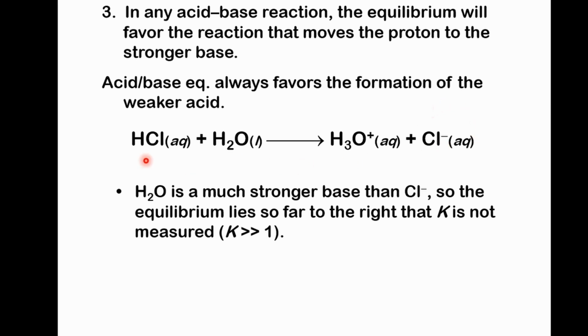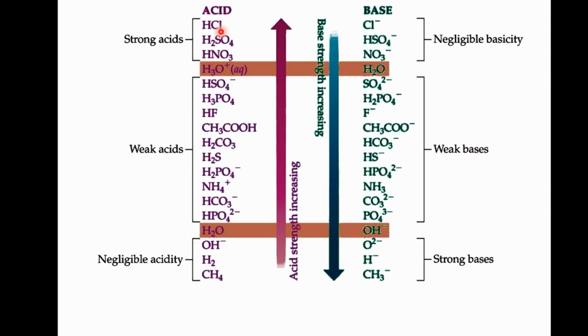So here's HCl. In water, it completely dissociates, so no equilibrium arrow here. And we have the hydronium ion and the chloride ion. If we apply this base concept, we say H2O is a much stronger base than the chloride ion. So equilibrium lies to the right. And we don't normally associate a K value with something that completely dissociates.